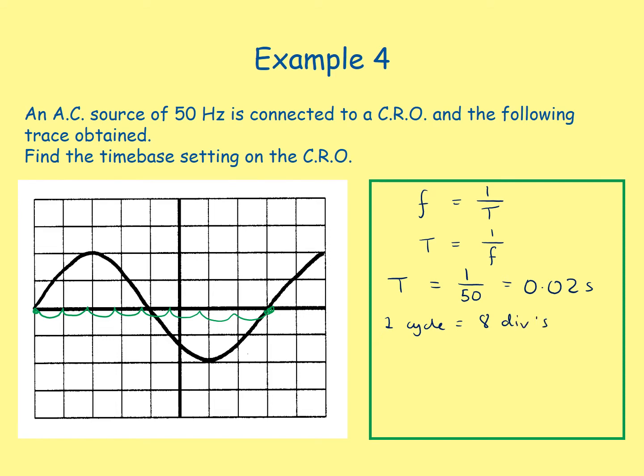If one cycle is 8 divisions, we can work out our time base by dividing 0.02, so our period, by 8, which is 2.5 milliseconds, and that's per division.